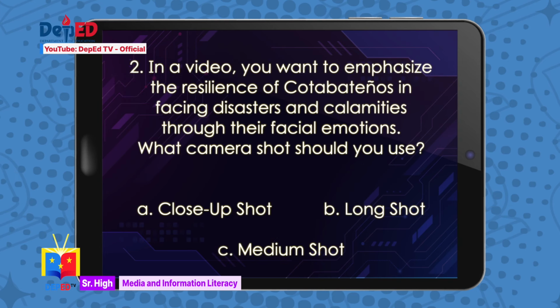Number 2. In a video, you want to emphasize the resilience of Cotabateños in facing disasters and calamities through their facial emotions. What camera shot should you use? Letter A. Close-up shot. Letter B. Long shot. Or letter C. Medium shot. If your answer is letter A, close-up shot, you are correct. The close-up shot is the best shot to show the specific details on someone's face.